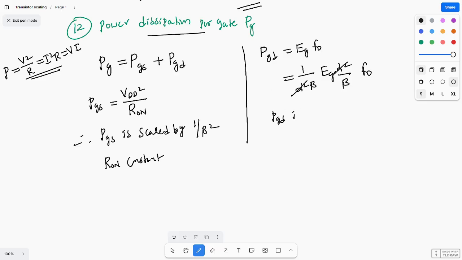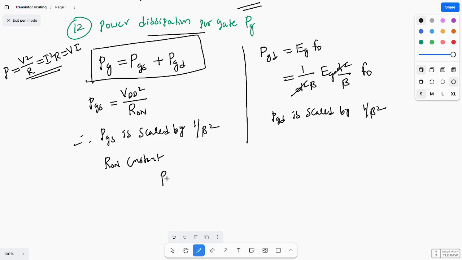Okay, so PGD is scaled by 1 by beta square. So from here, you know that PG equal to PGS plus PGD. So PG is scaled by 1 by beta square. Okay, so this is power dissipation per gate.